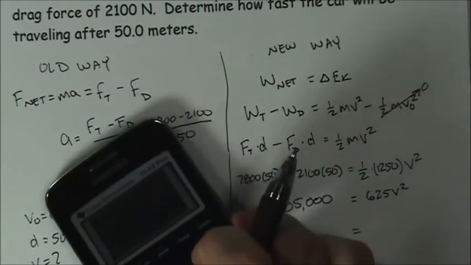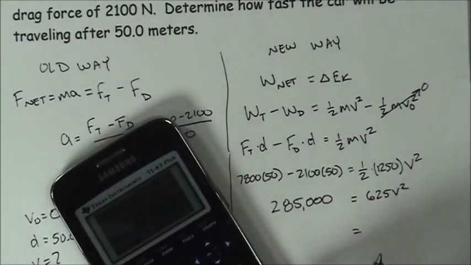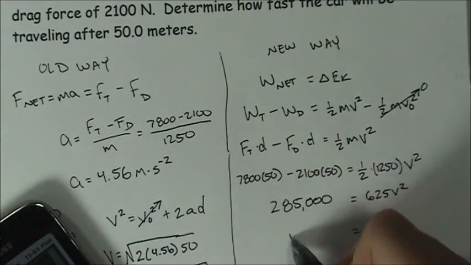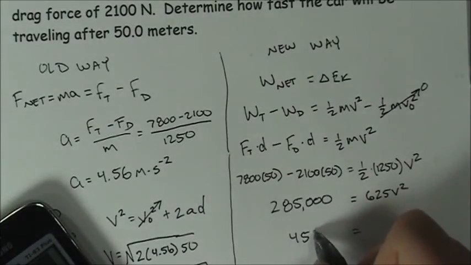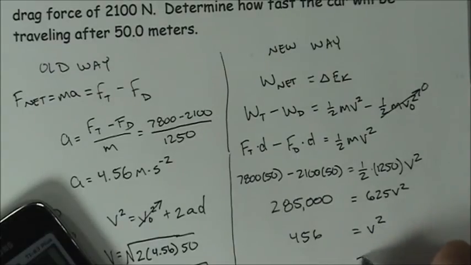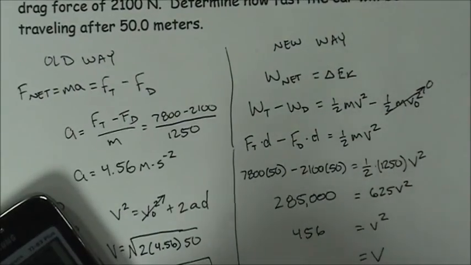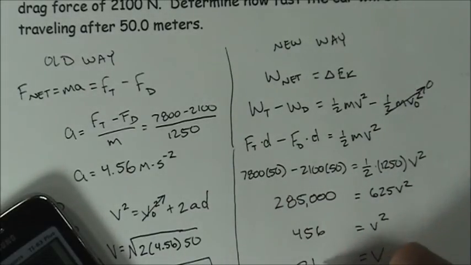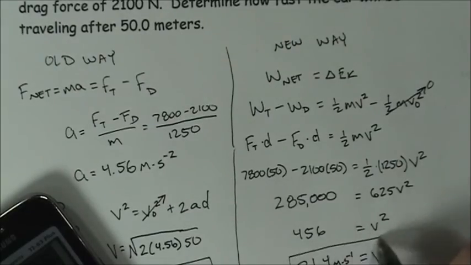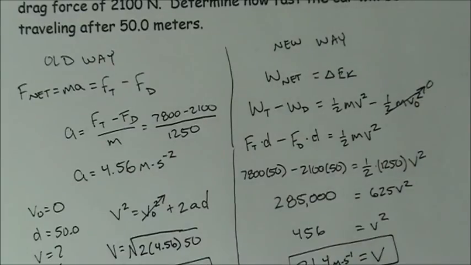So if we just take that number and now divide by 625, that tells us that v squared is equal to 456, and therefore v is equal to the square root of that, and that is 21.4 meters per second.